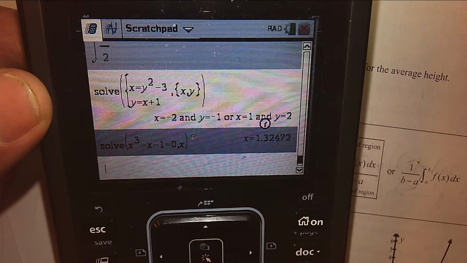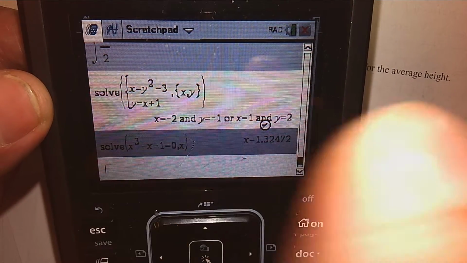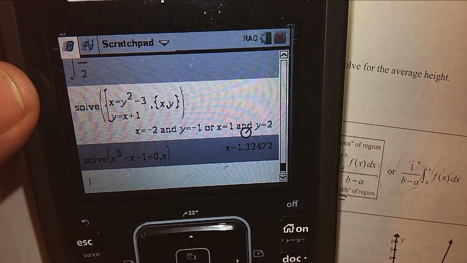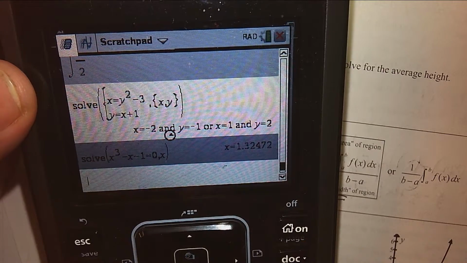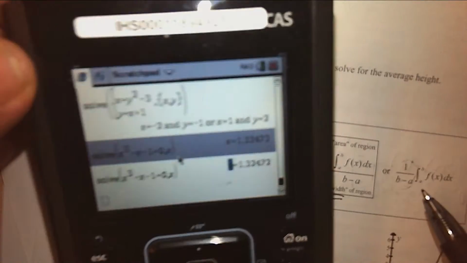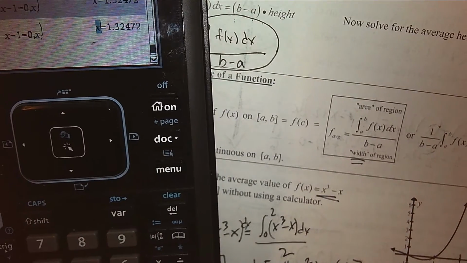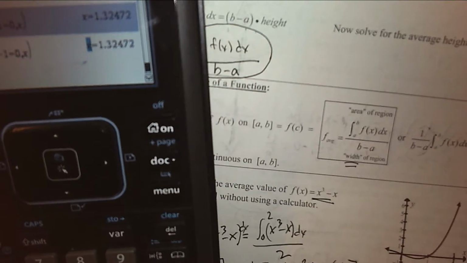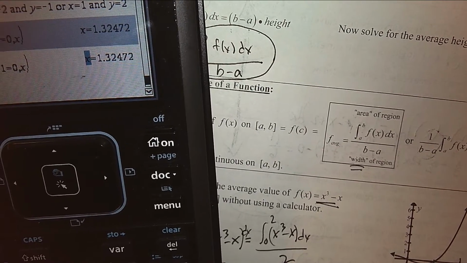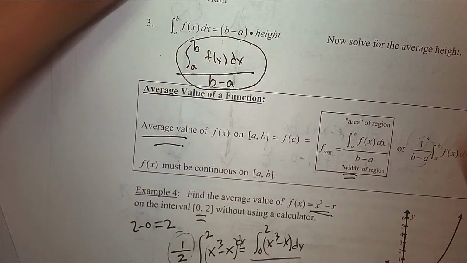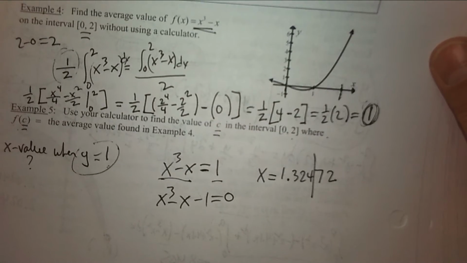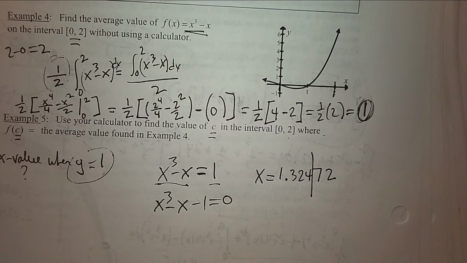So what is x equal? 1.32 and so on. Now, in calculus for the AP exam, we're practicing that you should at least round to 3 decimals, even if you're not told. So the answer here would be x equals 1.32472. So it's okay to truncate and just put 1.324 as your answer, or you can add more decimals.